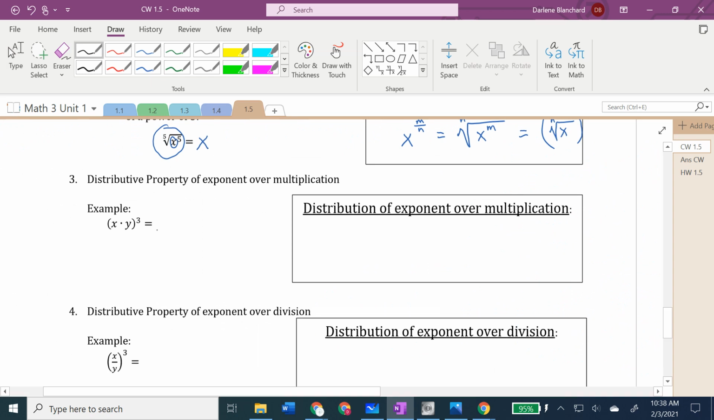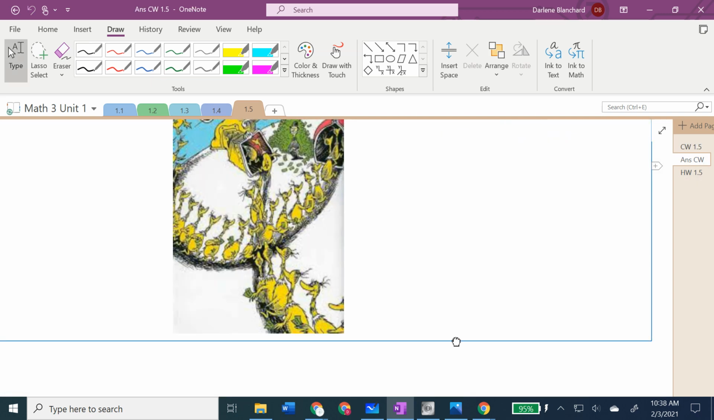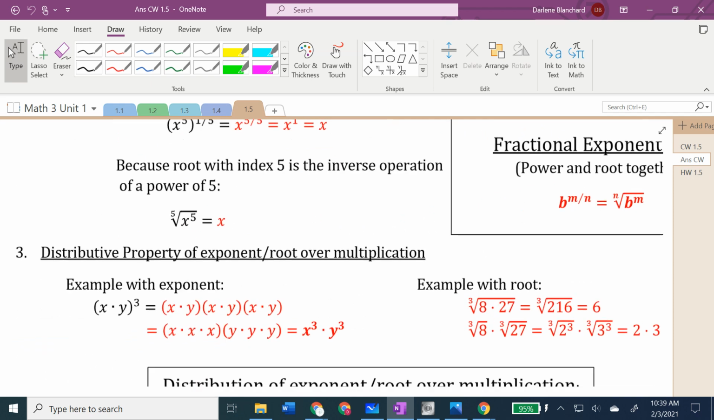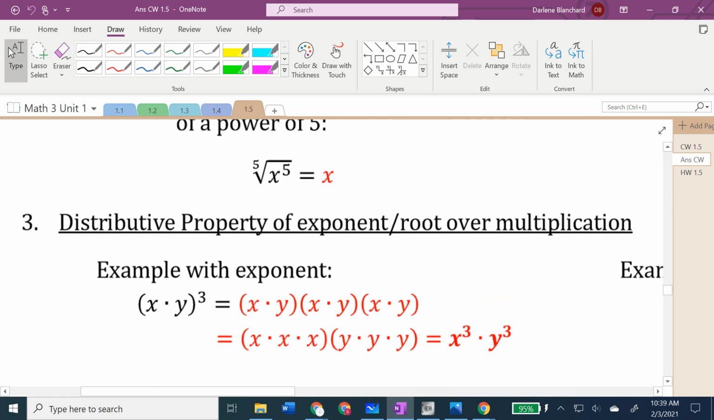So if I have x times y to the power of b, that is equal to x to the b times y to the b. And I'm going to have to just quickly go to the classwork answers to show you what I wanted to. If you look at what I have right here, this is a little bit of showing you why that distributive rule works.